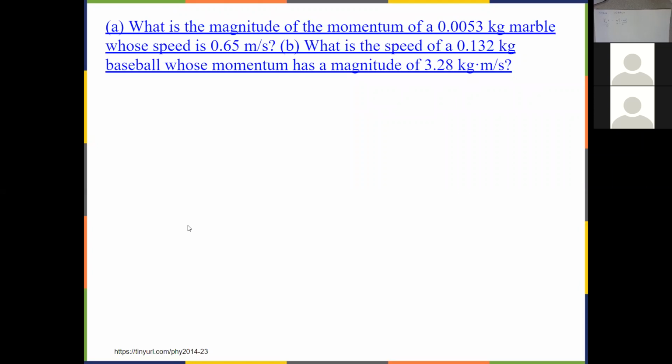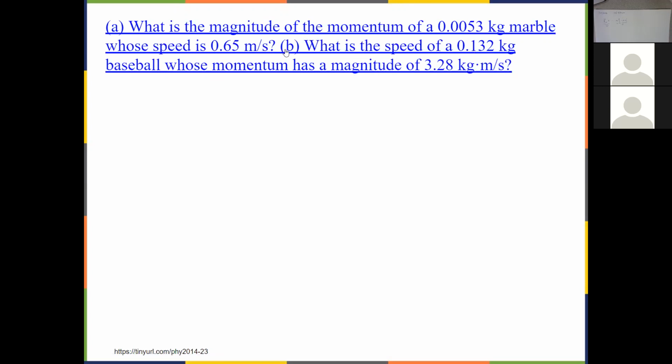So let's take a quick look at one example here. I think this one is quite straightforward. It says, what's the magnitude of the momentum of a 0.0053 kilogram marble whose speed is 0.65 meters per second? What's the speed of a 0.132 kilogram baseball whose momentum has a magnitude of 3.28 kilograms times meters per second?